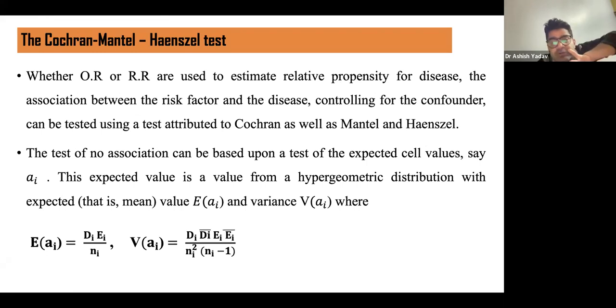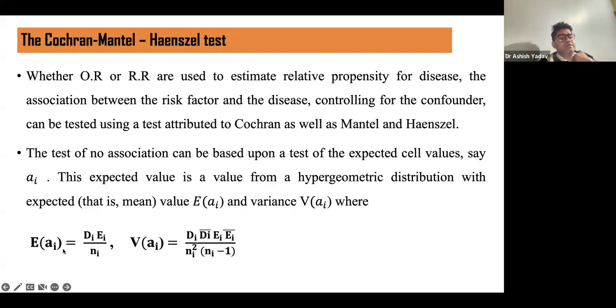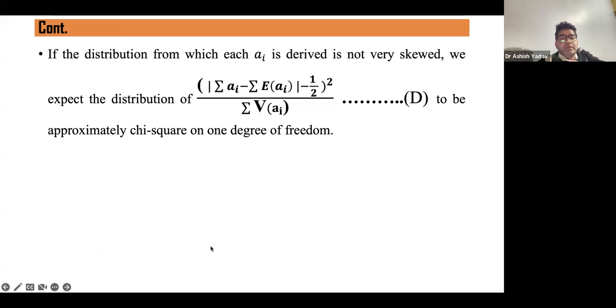Now, this was all about confounding which we were talking about. Now we can find out the effect of interaction also. To find out the effect of interaction, we use a different approach which was given by Cochran and Mantel-Haenszel. This test statistic of no association can be based upon the test of expected cell values. In this case, we use this test statistic: AI minus summation EAI minus half, divided by VAI, where EAI is the expected cell value, which is nothing but column total into row total divided by total number of observations, and VAI is the variance of this value.